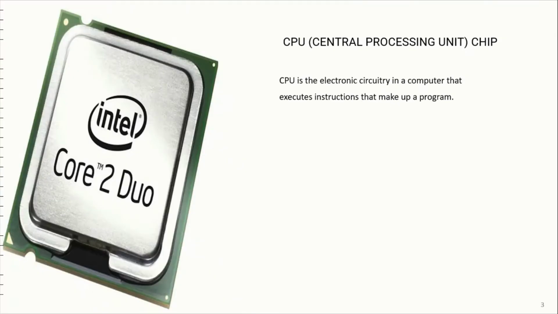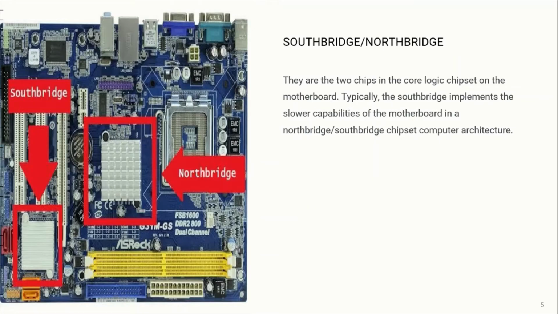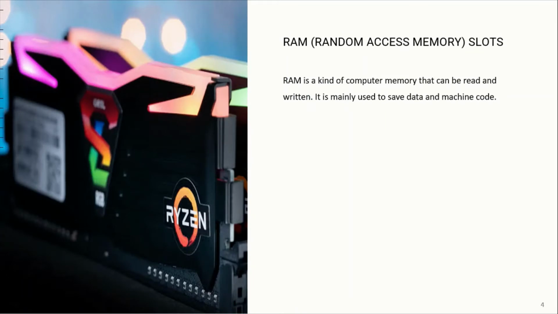CPU, Central Processing Unit chip. The CPU is the electronic circuitry in a computer that executes instructions that make up a program. RAM, random access memory slots. RAM is a kind of computer memory that can be read and written. It is mainly used to save data and machine code.